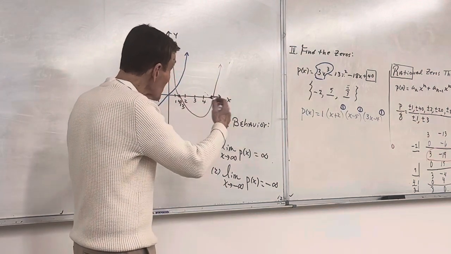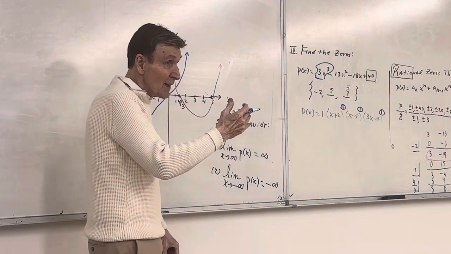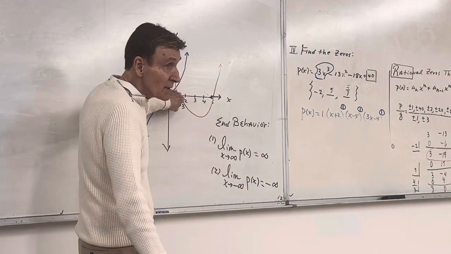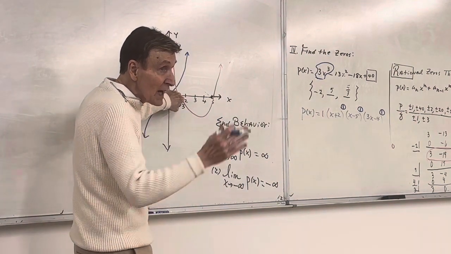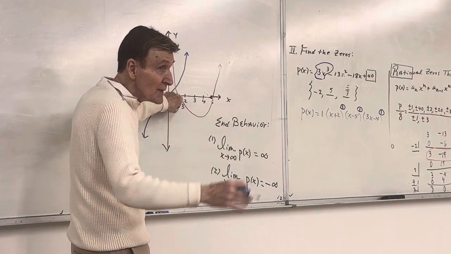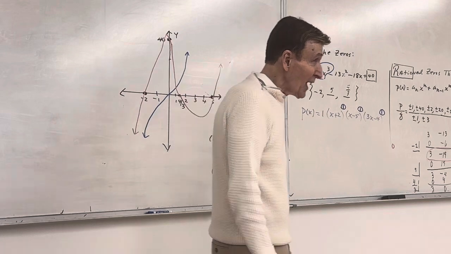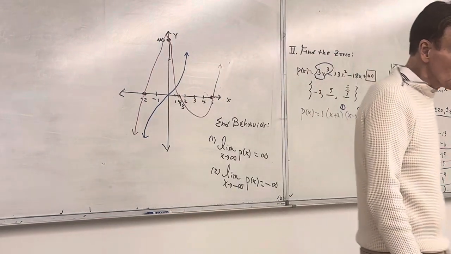I don't have one on the board tonight yet for an even, but you can sort of guess. If this were even, this would do what? It would bounce back. It would stay on top and not cross over. So if it's an even exponent, it's going to touch. Odd exponent, it's going to cross over. Let me step back and look at it.